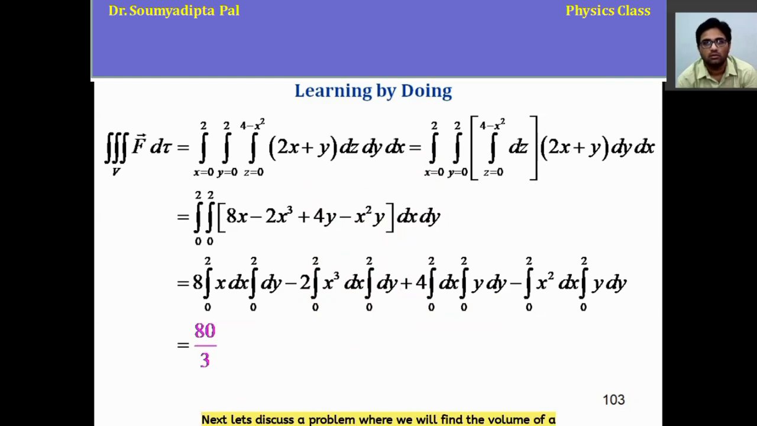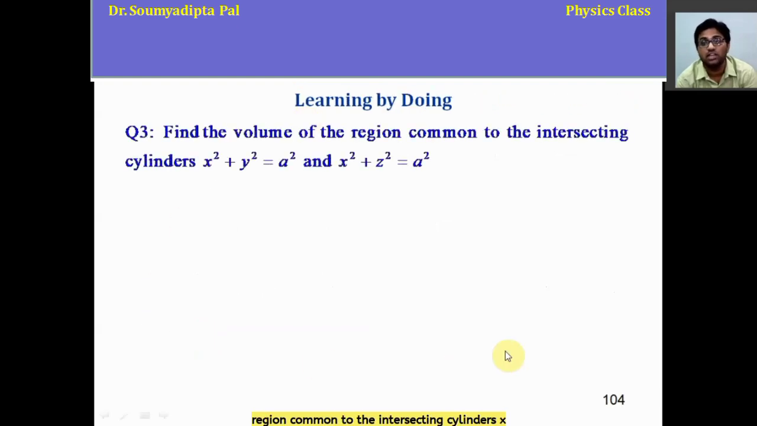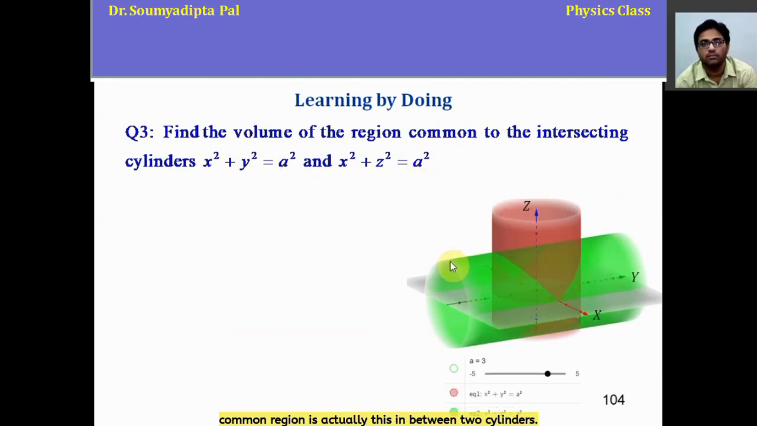Okay. Next, let's discuss a problem where we will find the volume of a region common to the intersecting cylinders x square plus y square equal to a square and x square plus z square equal to a square, which is shown over here. Here the common region is actually this, in between two cylinders. Okay. And here the radius of the cylinder has been chosen 3 units to show how it looks like.